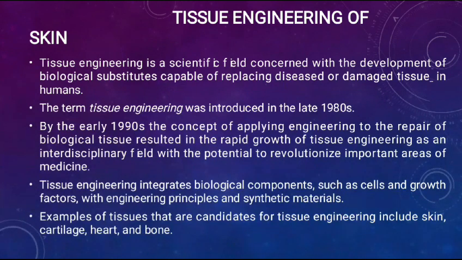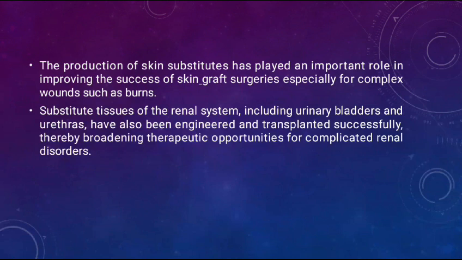Tissue engineering integrates biological components such as cell and growth factor with engineering principles and synthetic materials. Examples of tissues that are candidates for tissue engineering include skin, cartilage, heart, and bone. The production of skin substitutes has played an important role in improving the success of skin graft surgeries, especially for complex wounds such as burns.